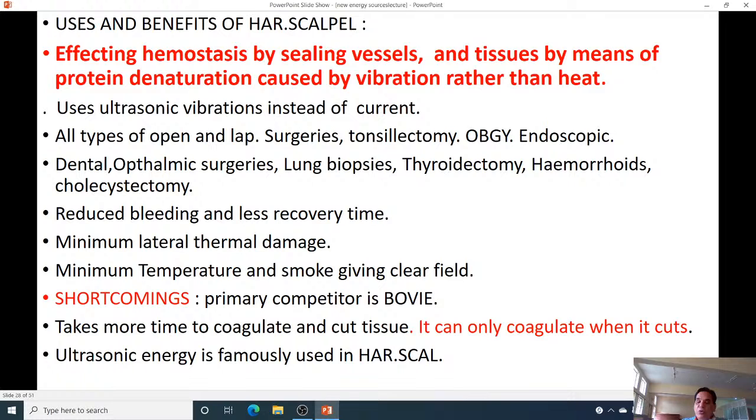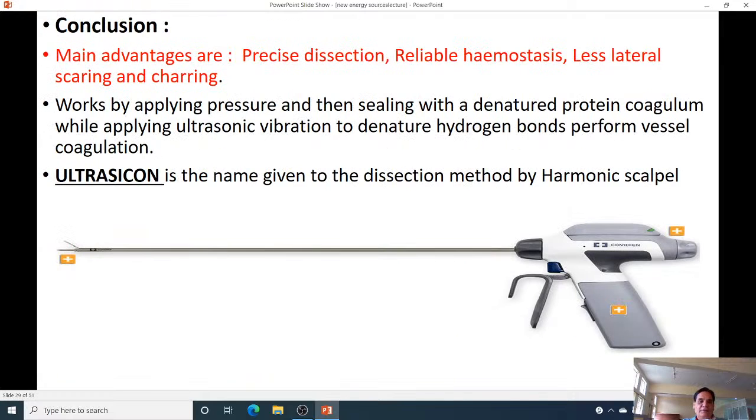Another, it cannot have both actions at the same time. It can only coagulate when it is cutting, as against our Bovie, where cutting and coagulation are independent. Cutting is different, coagulation different. And so all ultrasound energy is called the harmonic scalpel.